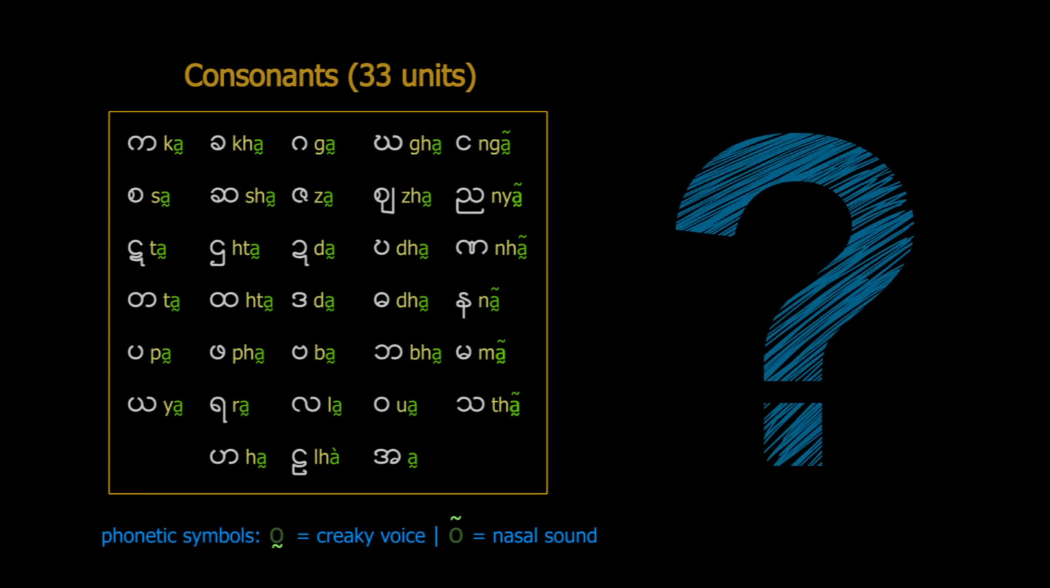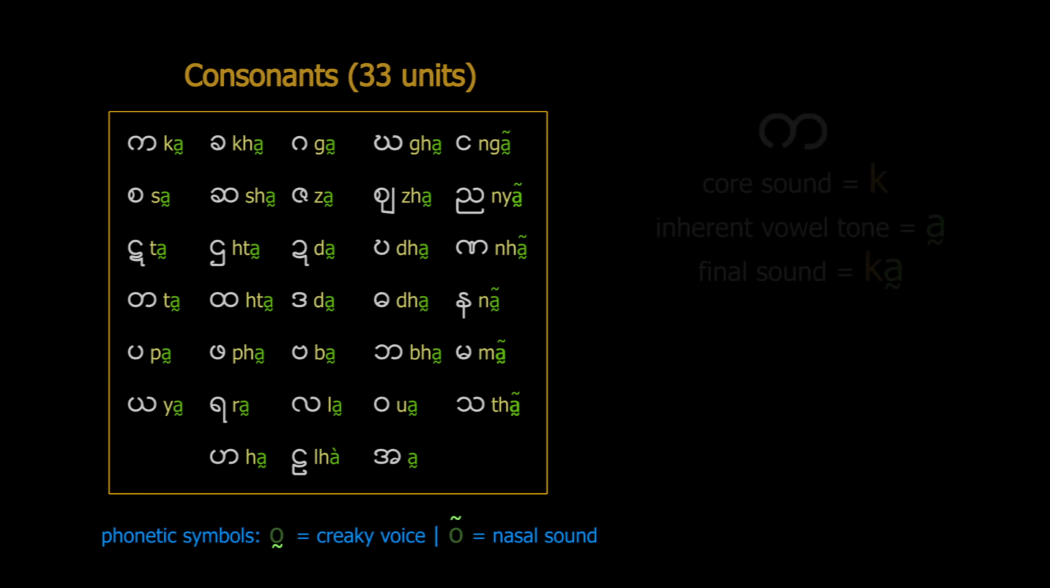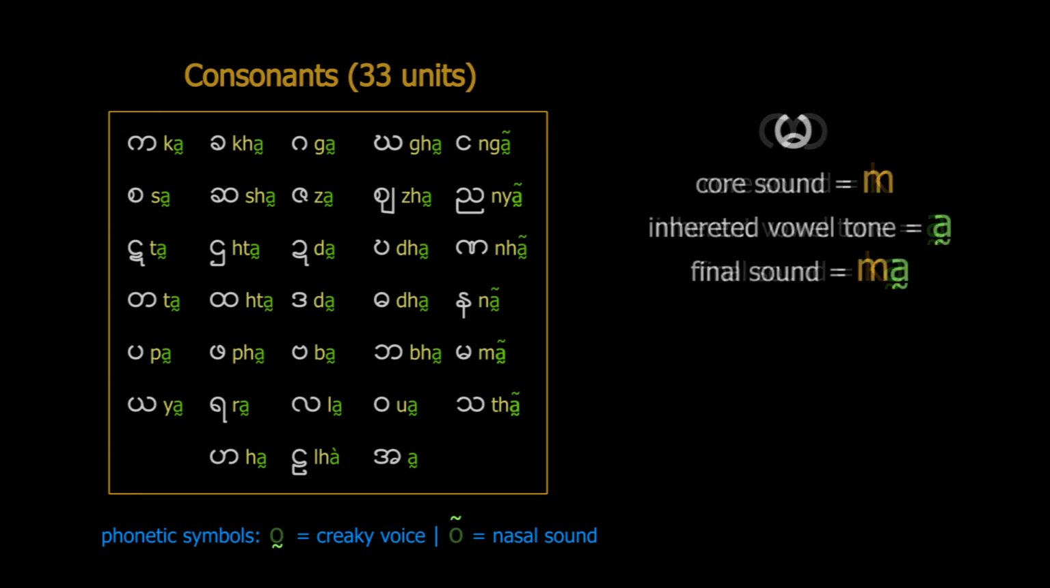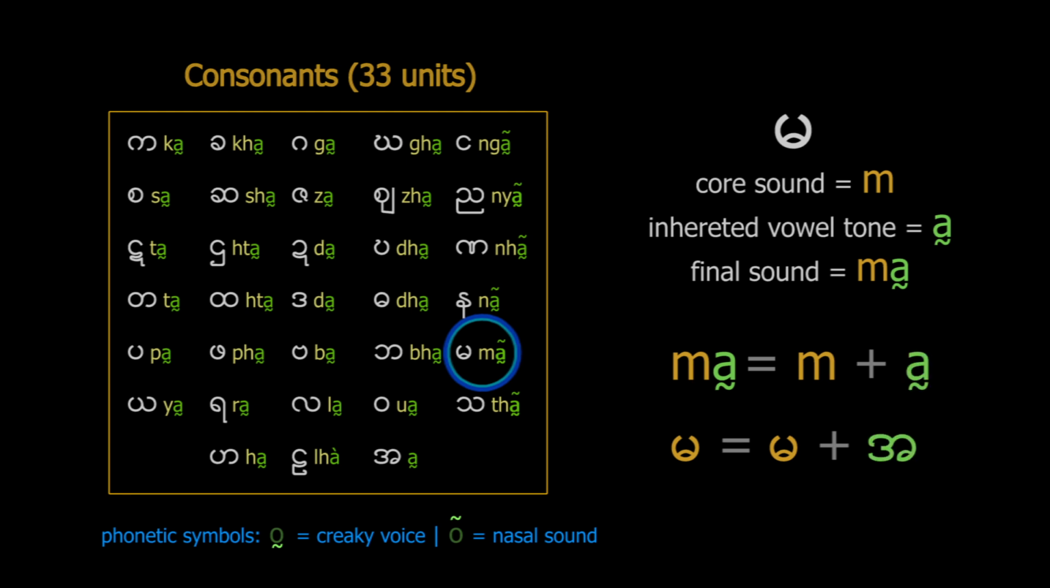Well, what do I mean by that? Let me explain by using a couple of examples. The consonant Ka is the combination of its core K sound with the vowel tone A. Likewise, the consonant Ma is the combination of its core M sound with the vowel tone A. This concept is true for all other consonants.